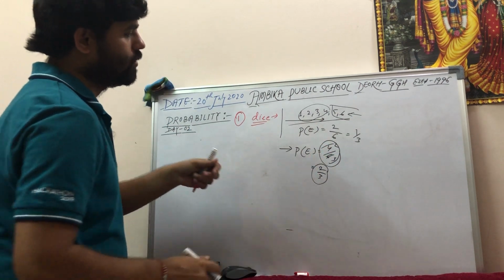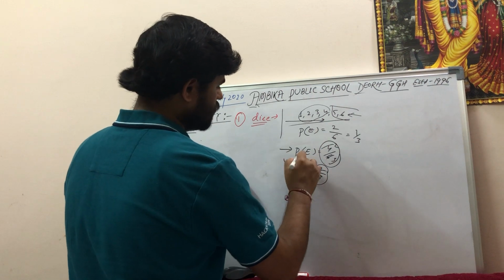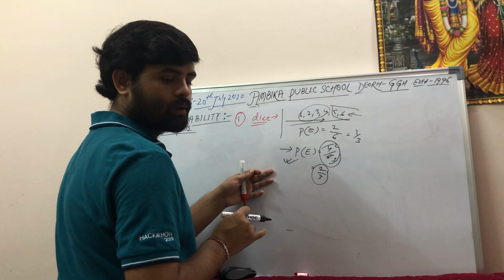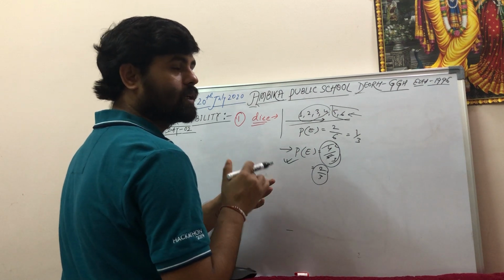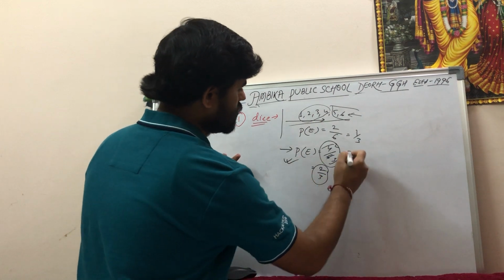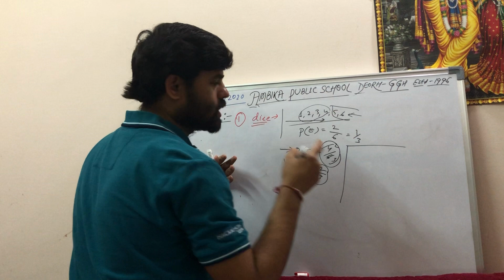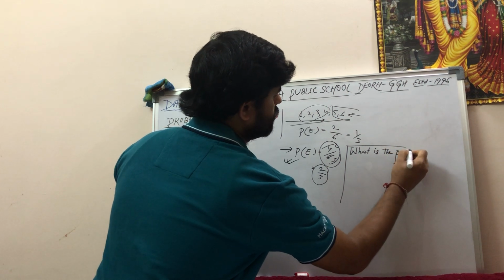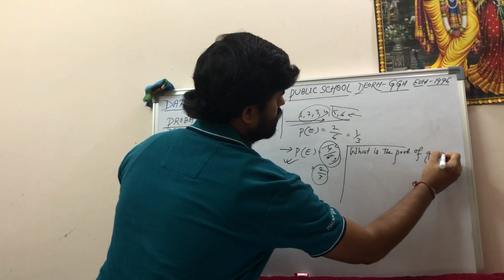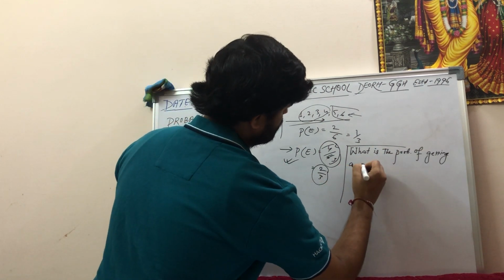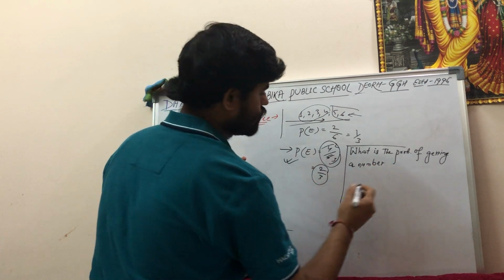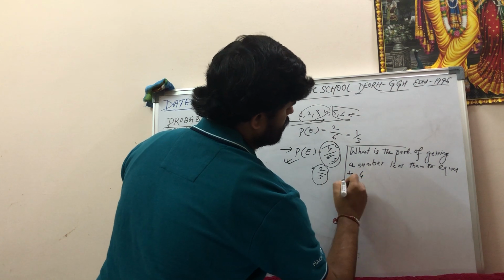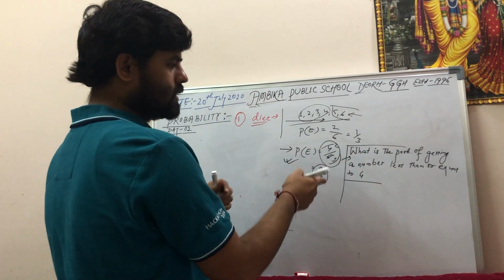Now I am finding the second question's answer in a different way. The second question is, what is the probability of getting a number less than or equal to 4? See, try to understand how I am writing the question. What is the probability of getting a number less than or equal to 4? This is the question given in your book, right? Now I am writing this question in a different way.